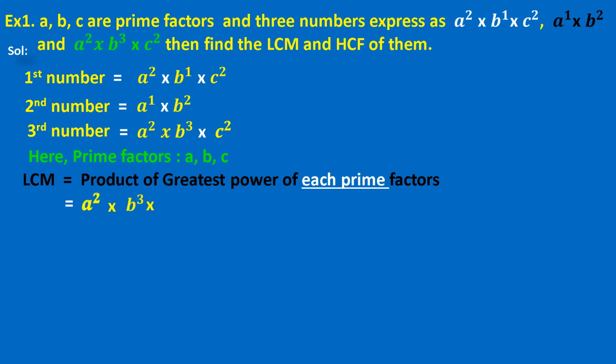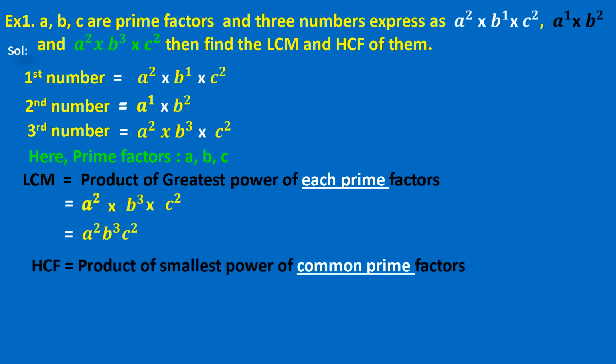And next go to prime factor c. So in first number, observe, c square, second number does not have it, and next third number c square. So here greatest power is c square. So that's why c square. Now a square, b cube, c square. This is the LCM. Next we go to HCF.